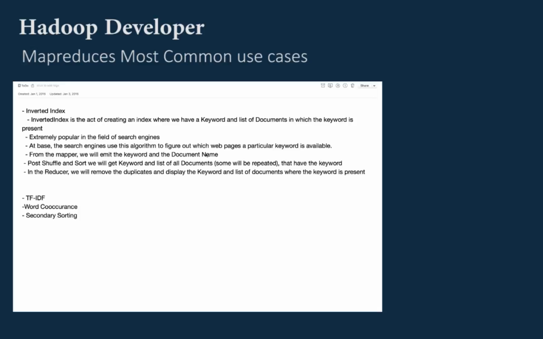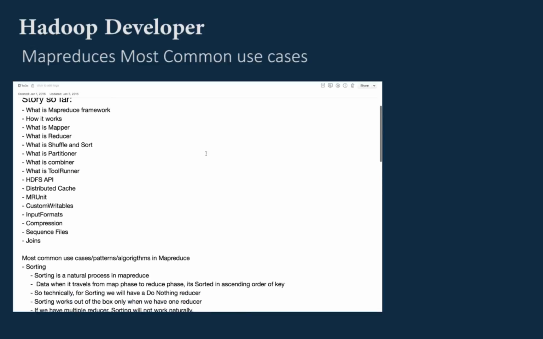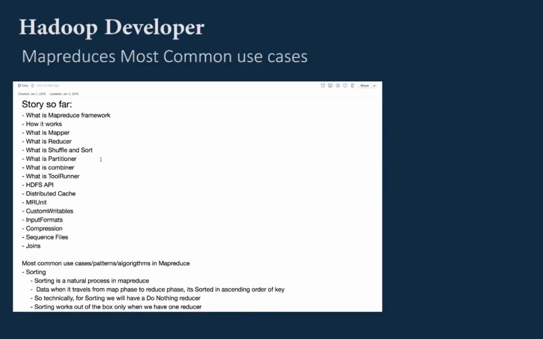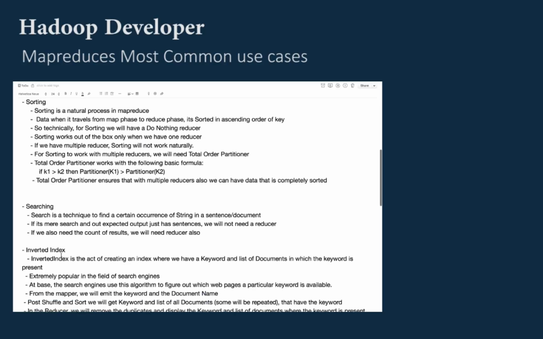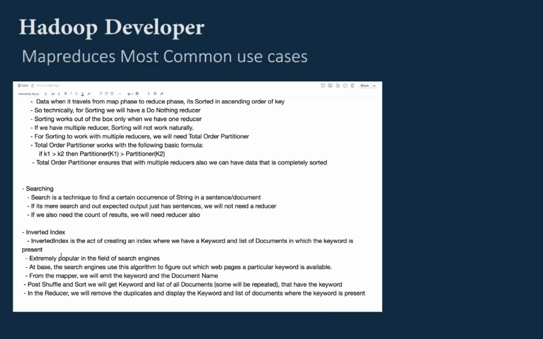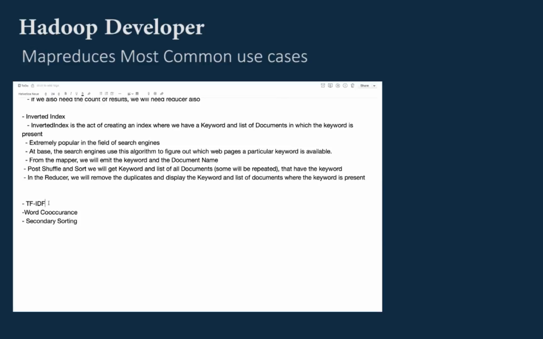But before that, let's quickly recap what we've done in the previous videos. We've already seen what exactly MapReduce is and the components of MapReduce. In the previous video, we saw how you go about performing sorting in MapReduce, and how sorting is a natural process when there is a single reducer, and for multiple reducers we'll have to use total order partitioner. We saw how to go about searching, and after that we understood how to go about creating an inverted index. The next algorithm that we are going to talk about is tfidf. Let's understand.